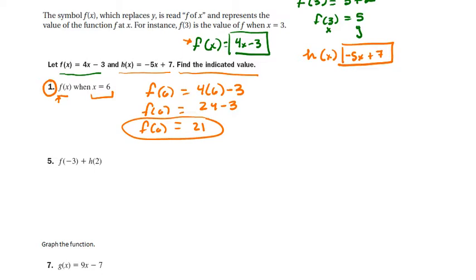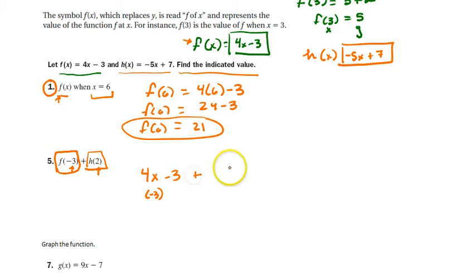For this problem, it's saying that I'm going to take the function f and have negative 3 be x. And I'm going to take the function h and use 2 for x. And then I'm going to add the answers to those two things together. So let's actually just write it out. For f of negative 3, I'm going to take 4x minus 3, and I'm going to put a negative 3 in place of the x.